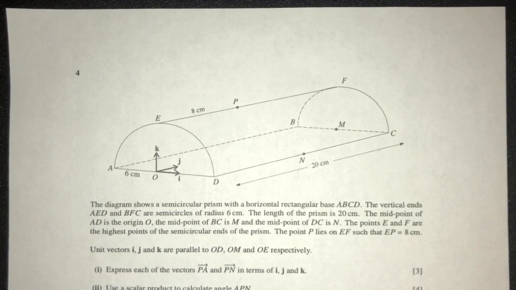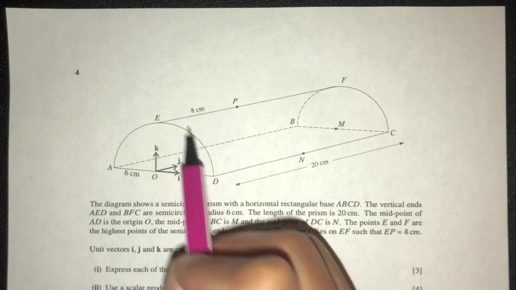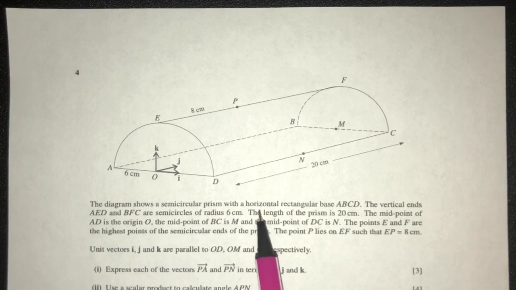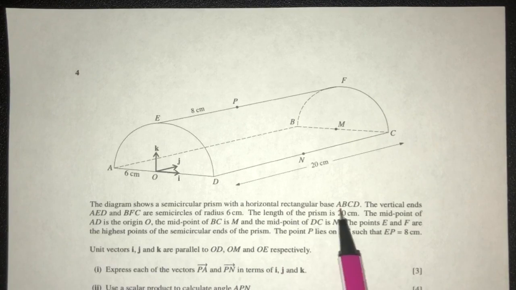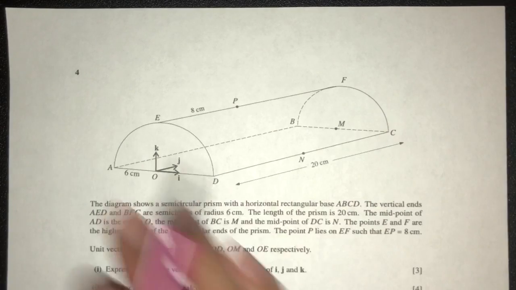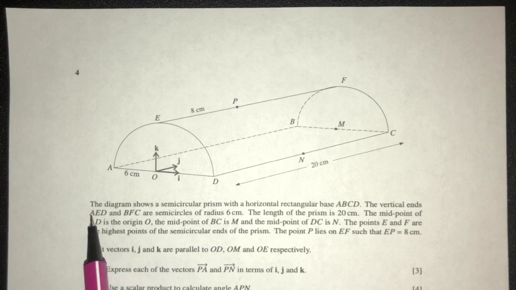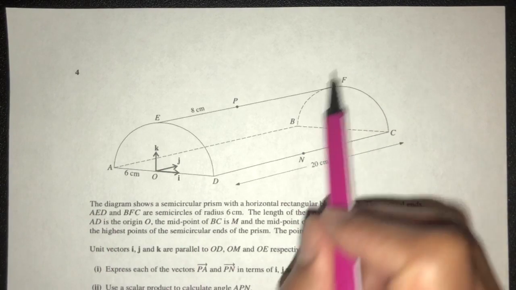Let's move on to the next question. The diagram shows a semicircular prism. As you can see, we have a cross-section area that is a semicircle with a horizontal rectangular base ABCD. This is given to you in the diagram. Now the vertical ends are AED and BFC.